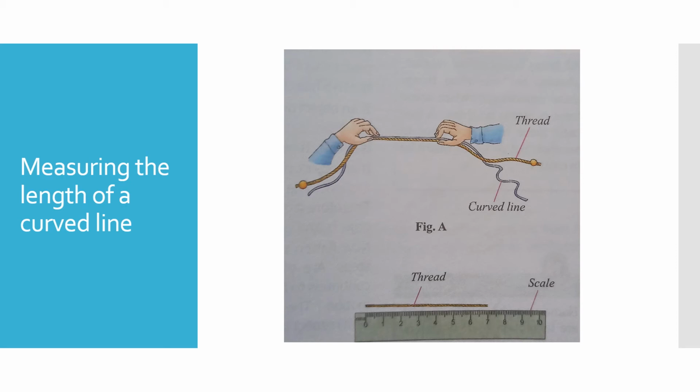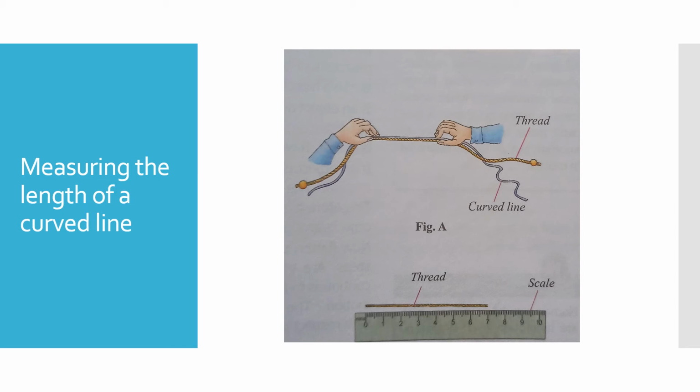Now, if we have to measure the length of a curved line, then the technique is slightly different. We need to follow some steps here. Here we can see how to measure the length of a curved line. At first, we have to take a thread. Then we put a knot near one end of the thread. Then we place the knot at the beginning, press it with our thumb, and start taking the measurement of the curved line.